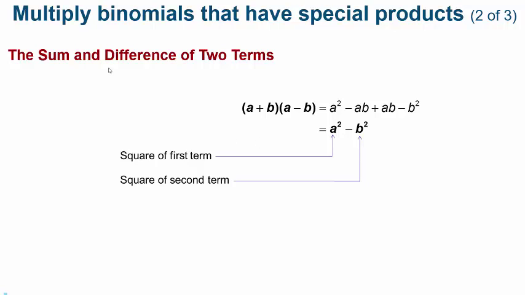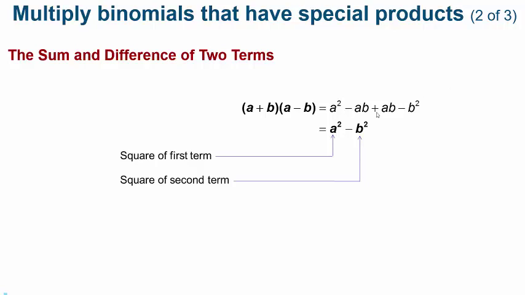All right, so for this one here, the sum and difference of two terms, where we have a plus b times a minus b, the only difference is the sign in the middle. Well, when you FOIL this out, first: a times a gets me a squared. Outer: a times minus b gets me minus ab. Inner: b times a gets me plus ab. And then last: b times b gets me b squared. If you notice what happens here, the middle terms cancel out. You have minus ab and then plus ab.